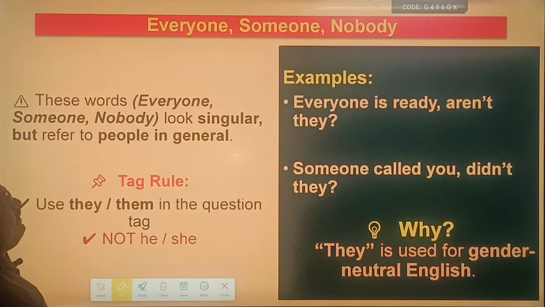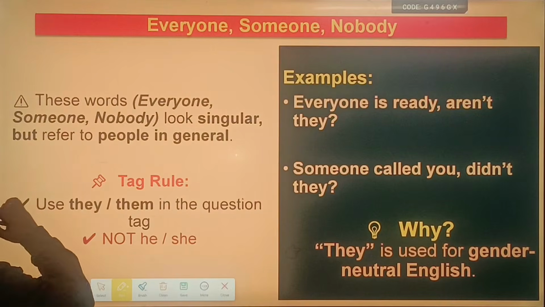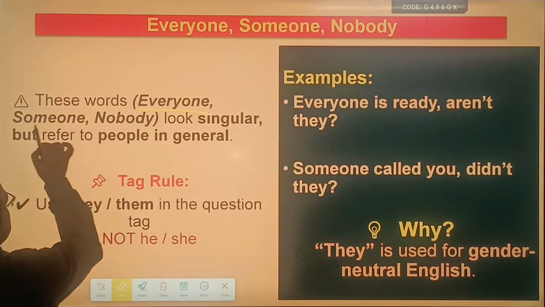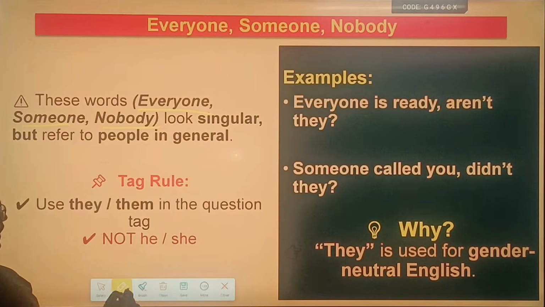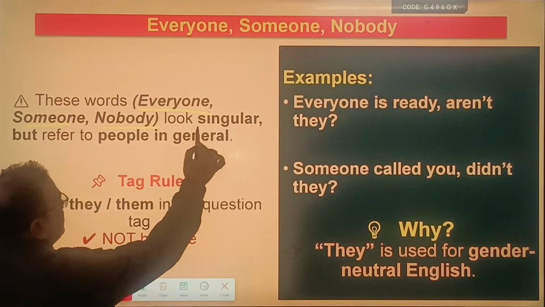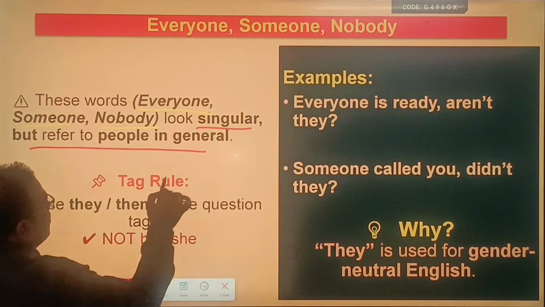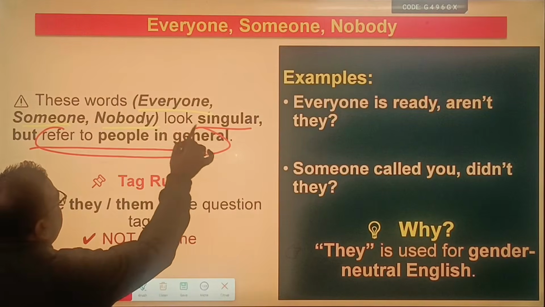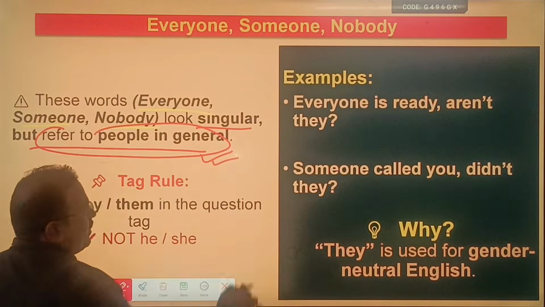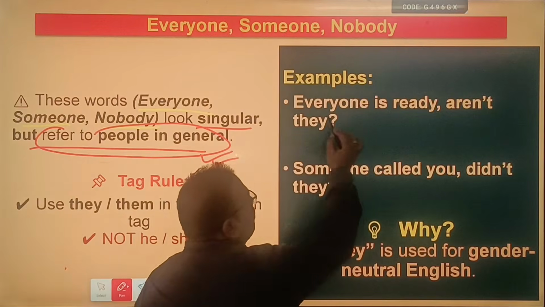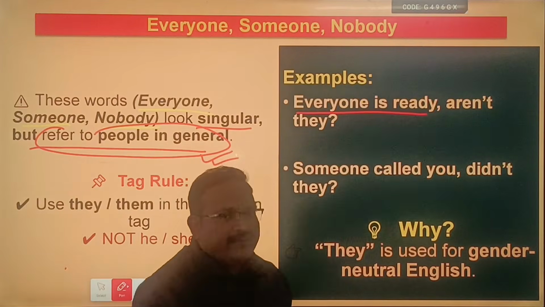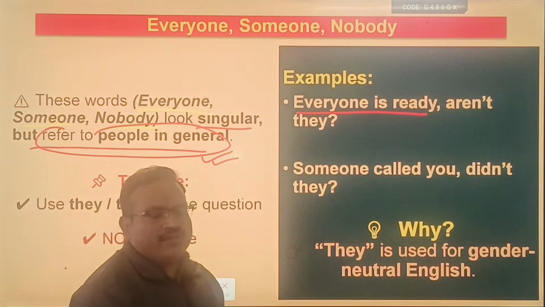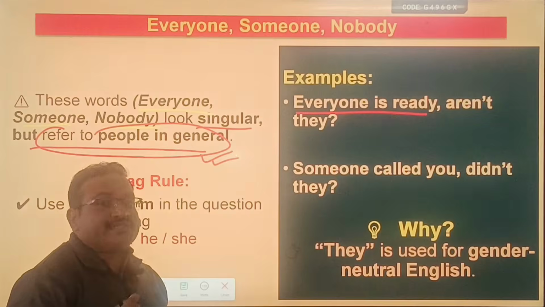This rule is again very, very important. If any sentence starts with everyone, someone, nobody, it seems to be singular. The sentence seems to be singular. But what do they refer to? People in general. Everybody is ready. In subject verb agreement, everyone, each, someone, we treated them as singular.